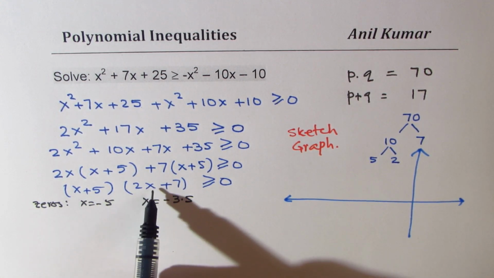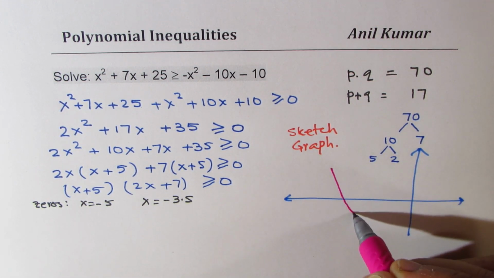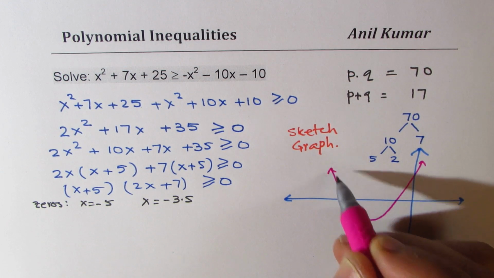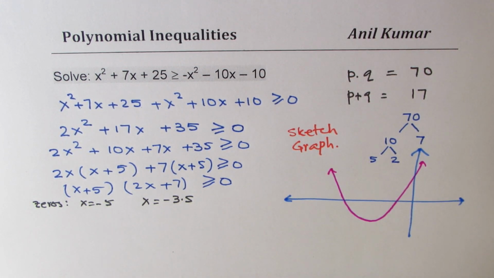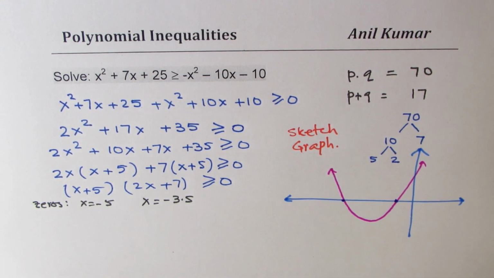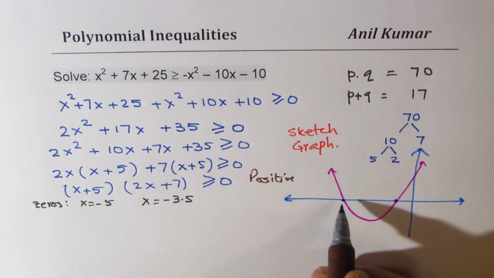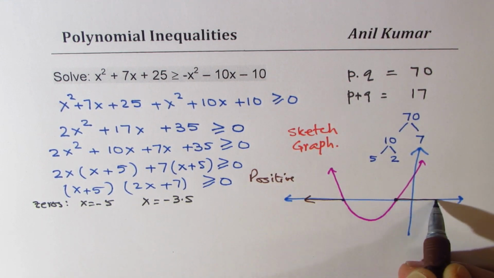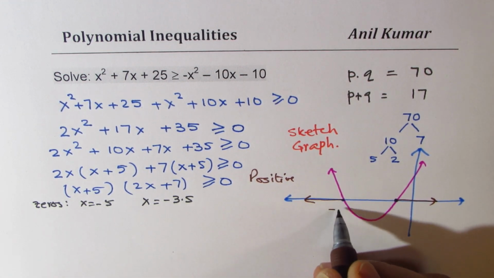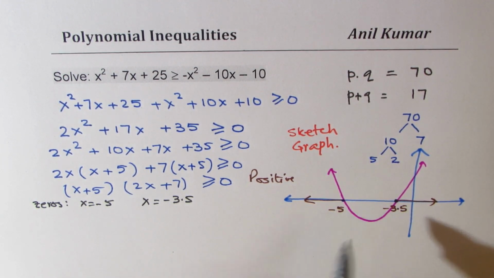Correct? Now this is a parabola which opens upwards. So what you could do is just approximately sketch a parabola. We know the two x-intercepts are on the negative x-axis side. So that gives you those two points. And clearly from here you get your solution. Greater than or equal to 0 means you're looking for positive values. So it is positive on this side. These two points are minus 5 and minus 3.5. So from here you get your solution.